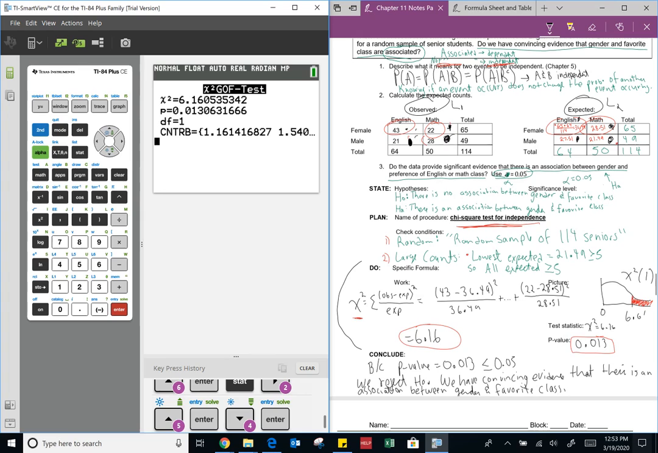So this will actually save you a lot of time for figuring out what the chi-square test statistic is. So 6.16 matches my 6.16. And this p-value here of 0.013 is where I got this p-value right here. Okay.